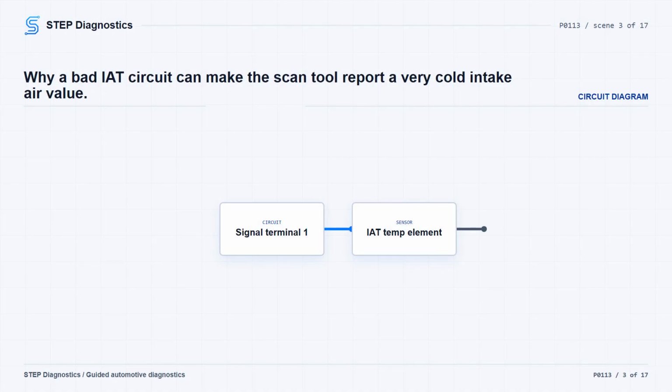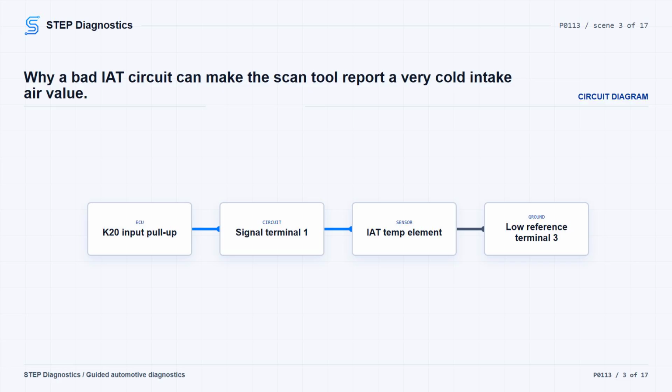Before testing, understand the circuit. The control module input has internal resistance tied to 5 volts. The intake air temperature element changes resistance with temperature. Low temperature produces high resistance, shown as 1.2 kiloohms at 40 degrees Celsius, and high temperature produces low resistance, shown as 109 ohms at 120 degrees Celsius.